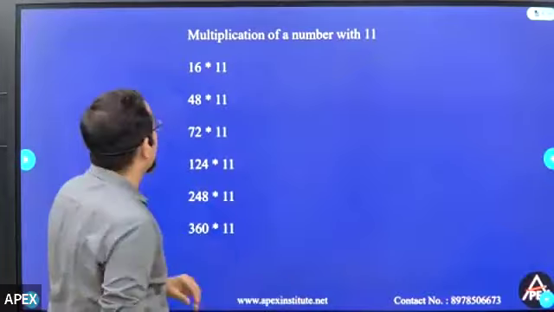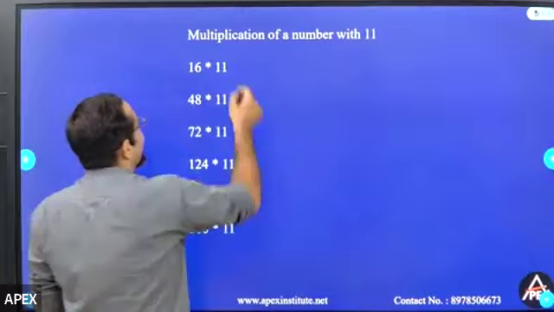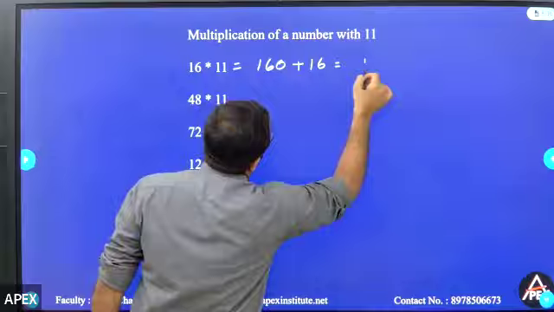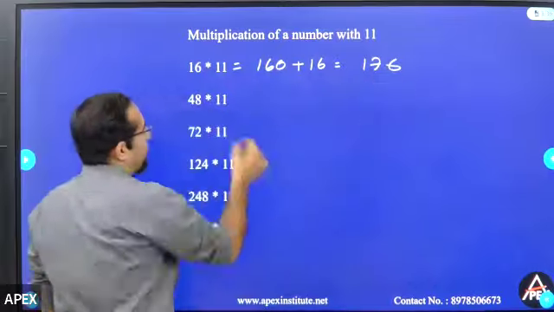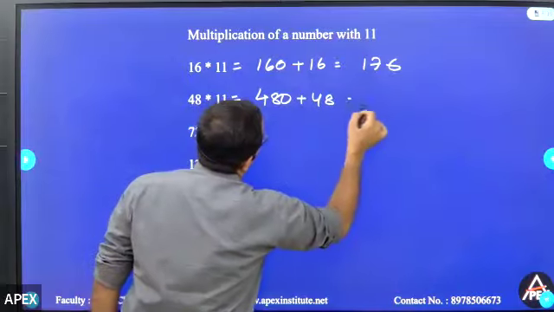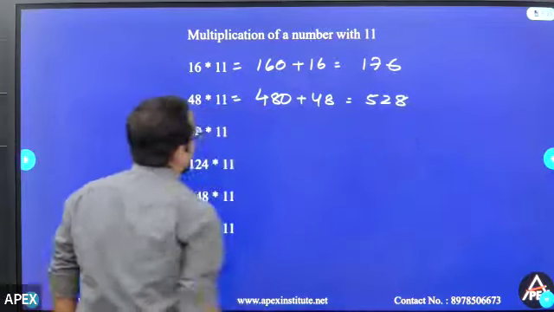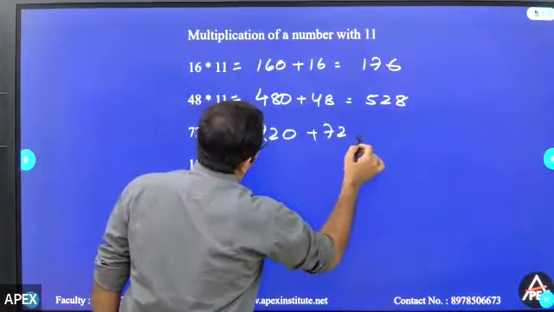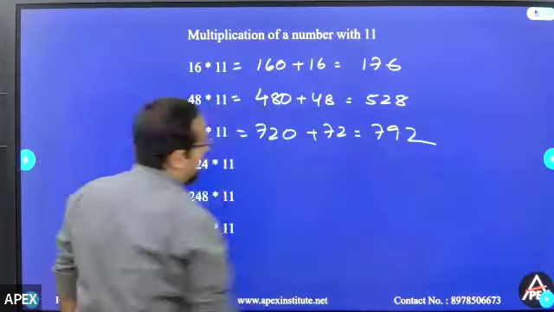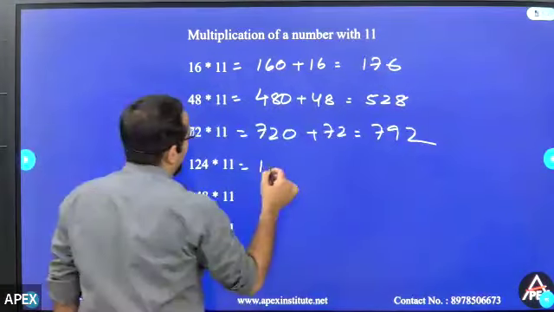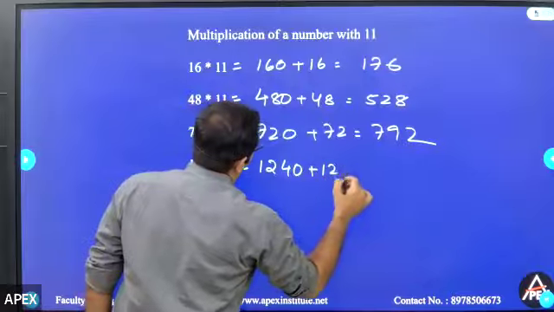Okay. So 16 into 11 is 160 plus 16, 16 into 10 plus 16 into 1. That is 176. 48 into 11 is 480 plus 48, and that is going to be 528. 72 into 11 will give you 720 plus 72. That is going to give you 792. 124 into 11 will give you 1240 plus 124.